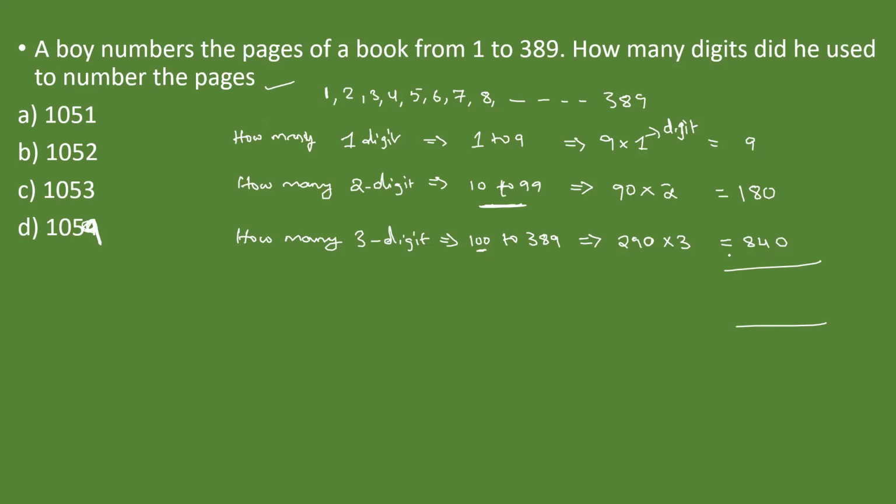I think 1059 is the correct one. Let us check here. 90. The options they have given are wrong. Sorry, here there is some problem with the options. Actually, the correct answer is 1059.